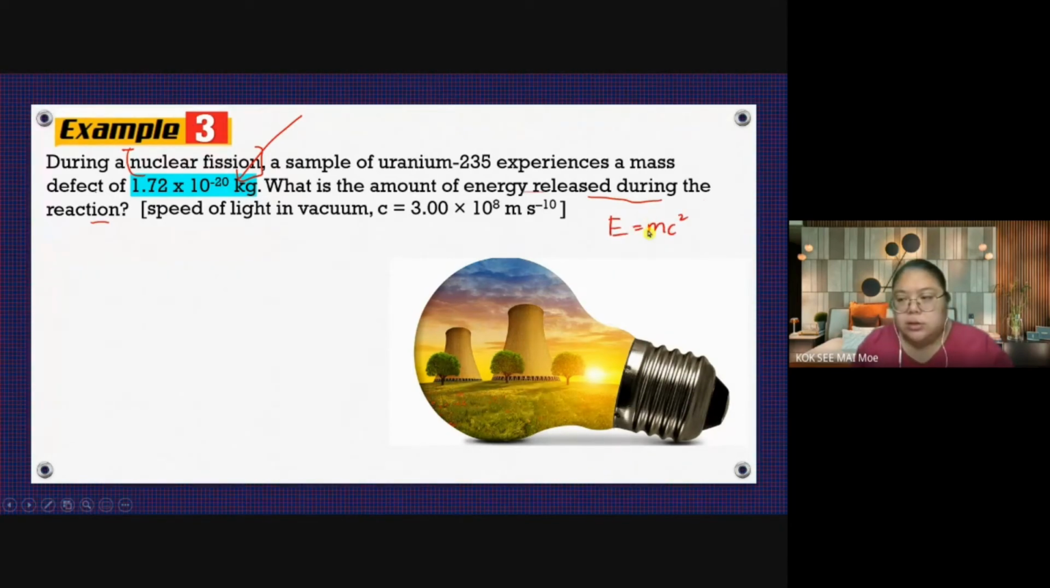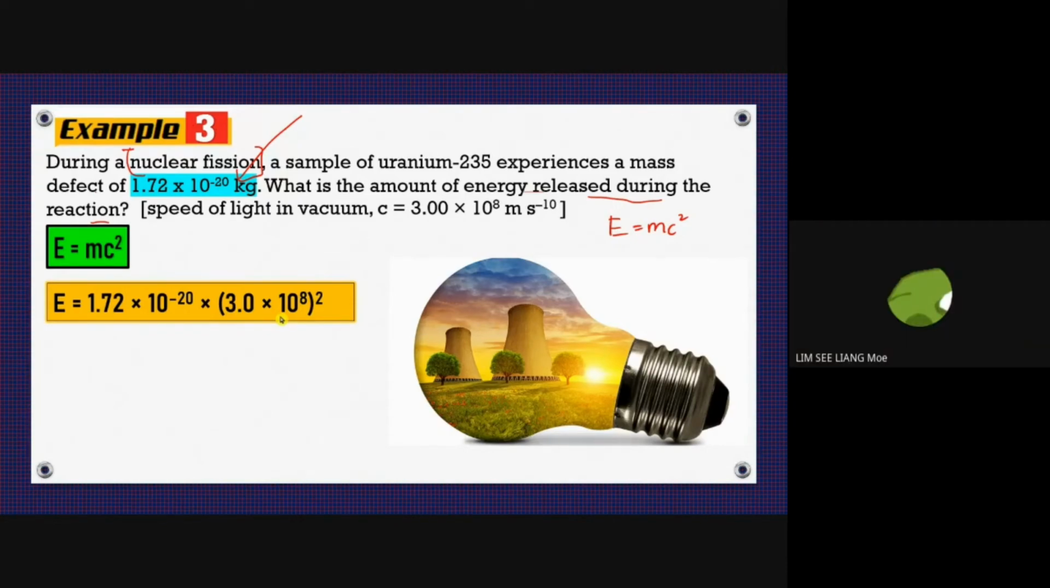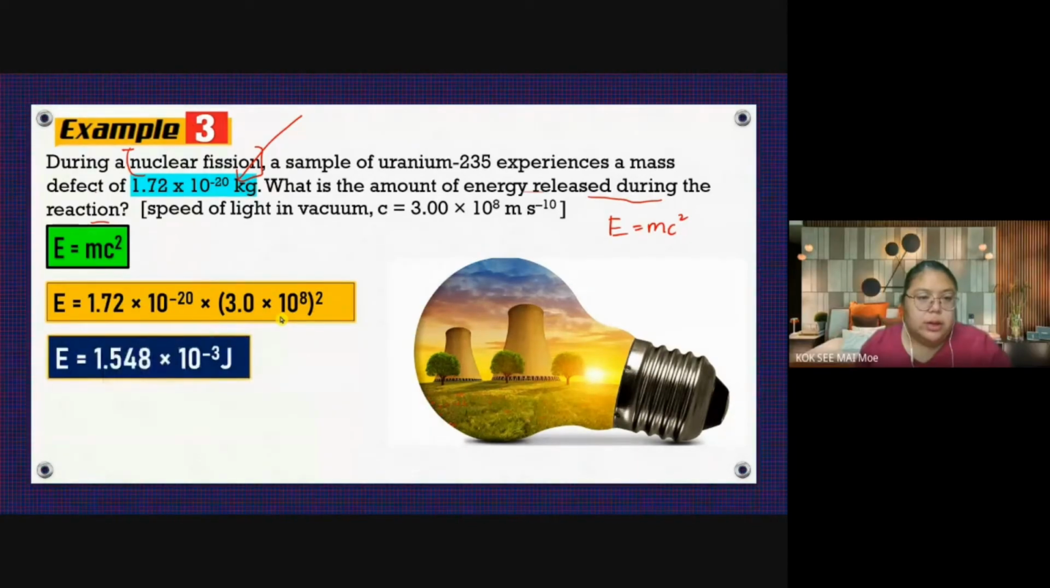From here you can see, using E equals mc squared, what we need to find is E. So we just apply E equals mc squared. The mass defect we just copy from the question, then multiply by the speed of light squared. Then the final answer, what's the answer, Celia? 1.548 times 10 to the power of negative 3, joules. Okay, so this is the final answer for this question.